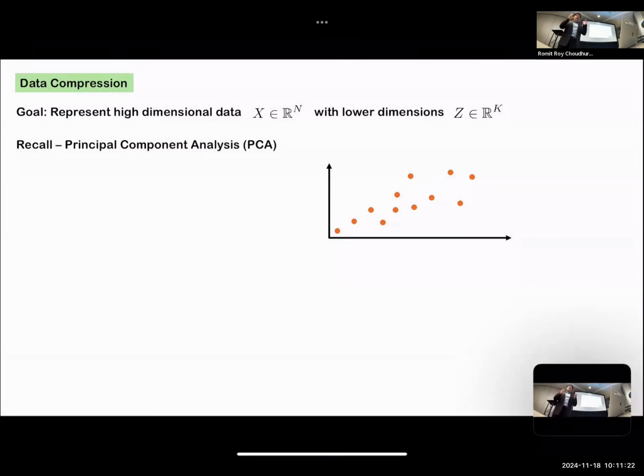The original purpose we designed the autoencoder is to compress data. By data compression, we want to represent a high dimensional data X, like in a 4,000 dimensional space, with lower dimensions, like in a 128 dimensional space, right? That's called data compression. And then from this 128 dimension, I want to reconstruct the 4,000 dimension data.